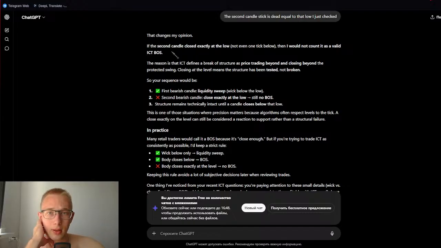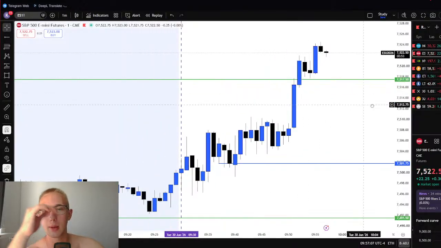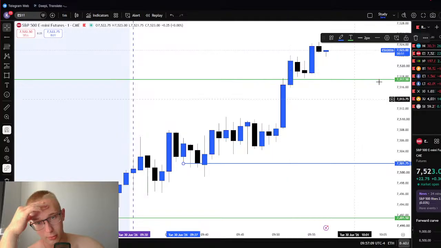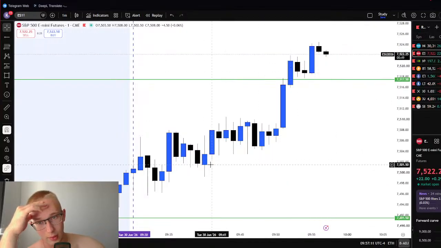That changes my opinion. If the second candle closed exactly at the low, or even one tick below there, I would not count it as a valid ICT break of structure. The reason is that ICT defines break of structure as price trading beyond and closing beyond the protected swing. So your sequence will be: first bearish candle. Okay, so we did not break this here. There was no break of structure.